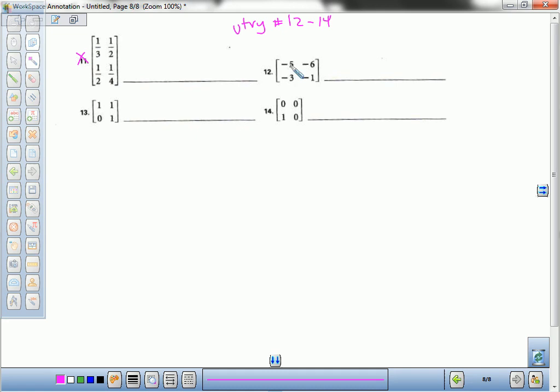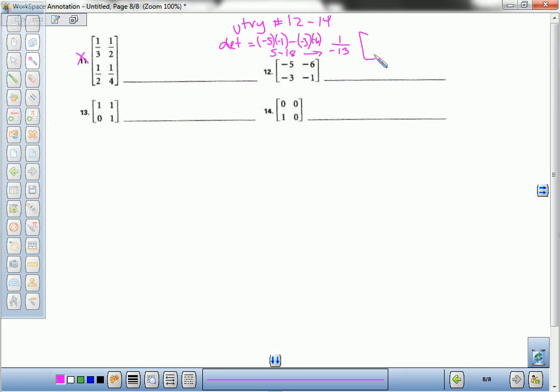Okay, so we omitted this one. All right, first thing we have to do is find the determinant. So it's 1 over 5 minus 18. Yay. 5 minus 18 is negative 13. Because the determinant of this problem is negative 5 times negative 1 minus negative 3 times negative 6. Right? Which is 5 minus 18, which is negative 13.